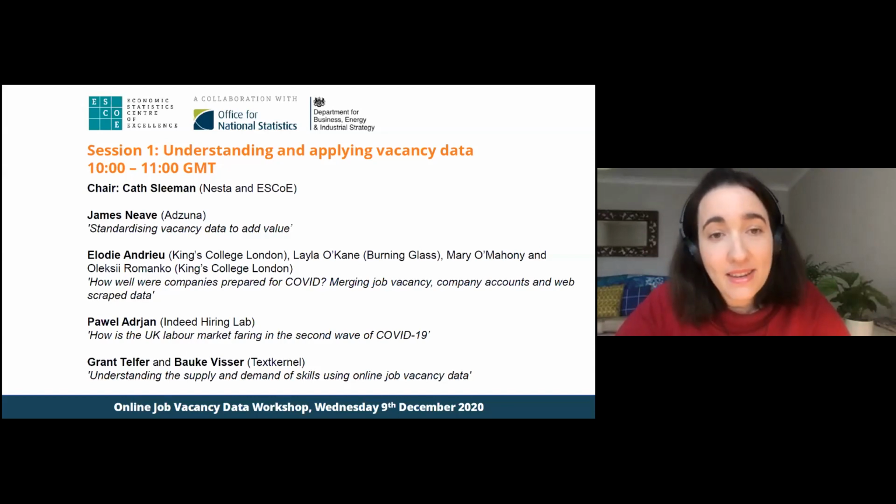I'm Cath Sleeman. I'm Head of Data Discovery at Nesta, and I'm going to be chairing this first session. The aim of today is to bring people together who use job adverts as data. We hope that the presentations give you some new ideas and potentially even spark some new collaborations.